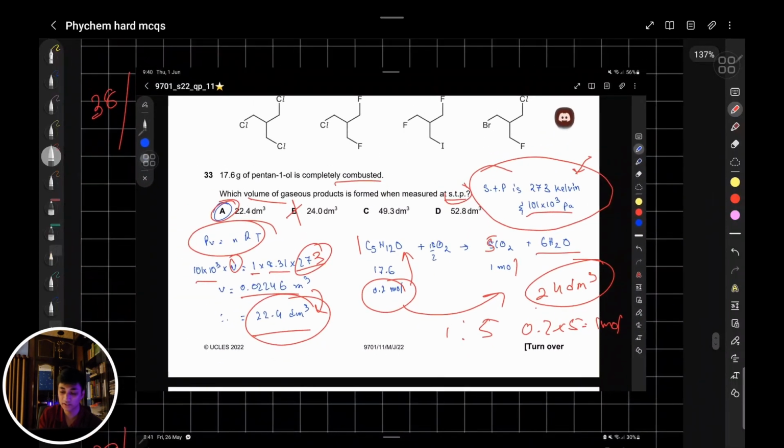So you need to be careful about the conditions they mentioned, and if it's different from room temperature and pressure, you need to use this equation. P V is equal to nRT. Okay.